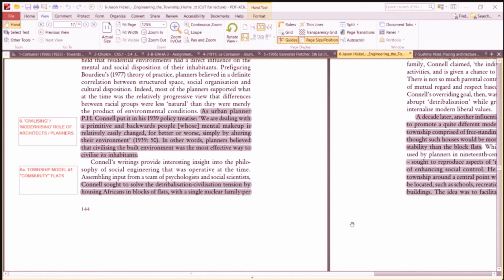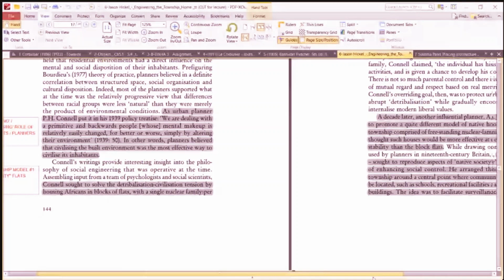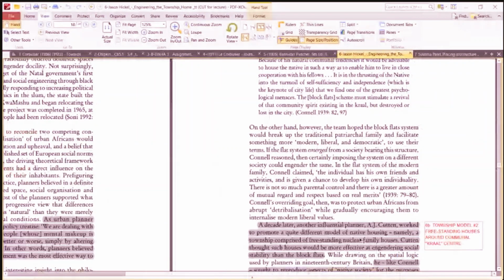So these are primitive people, these are simple people, these are backwards people. They are not suited to the city. We will design environments that will help them to become more urban and more civilized. We will mold them into a particular kind of urban citizen and a particular kind of urban subject. So blocks of flats are produced with nuclear families and that's one way that they think it will happen.